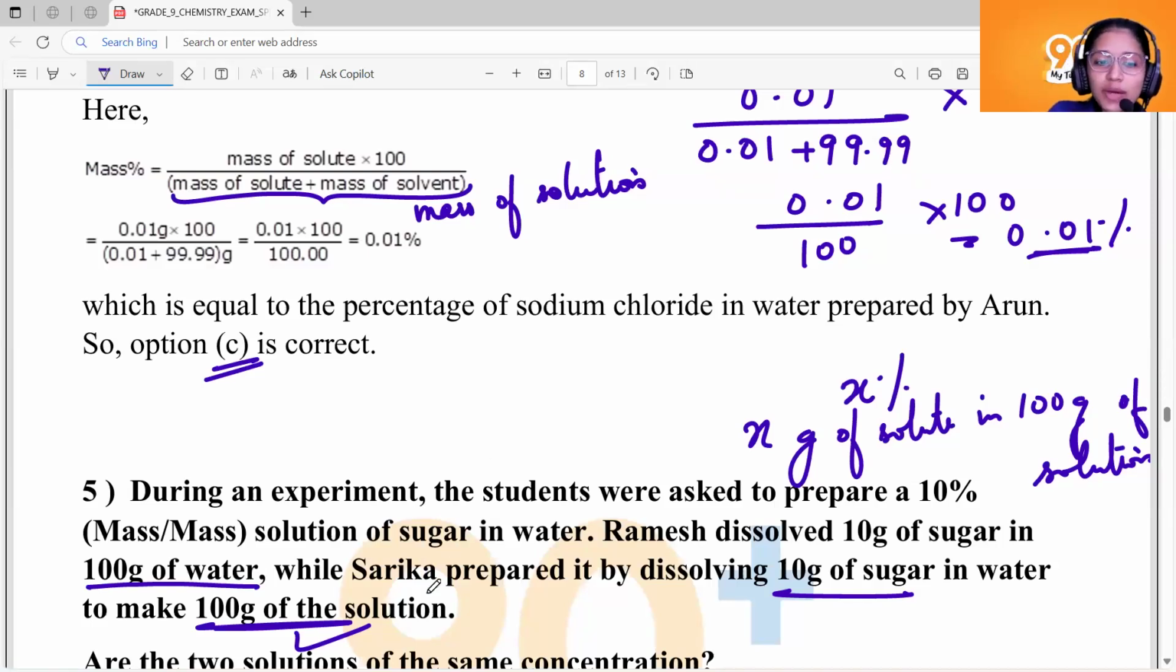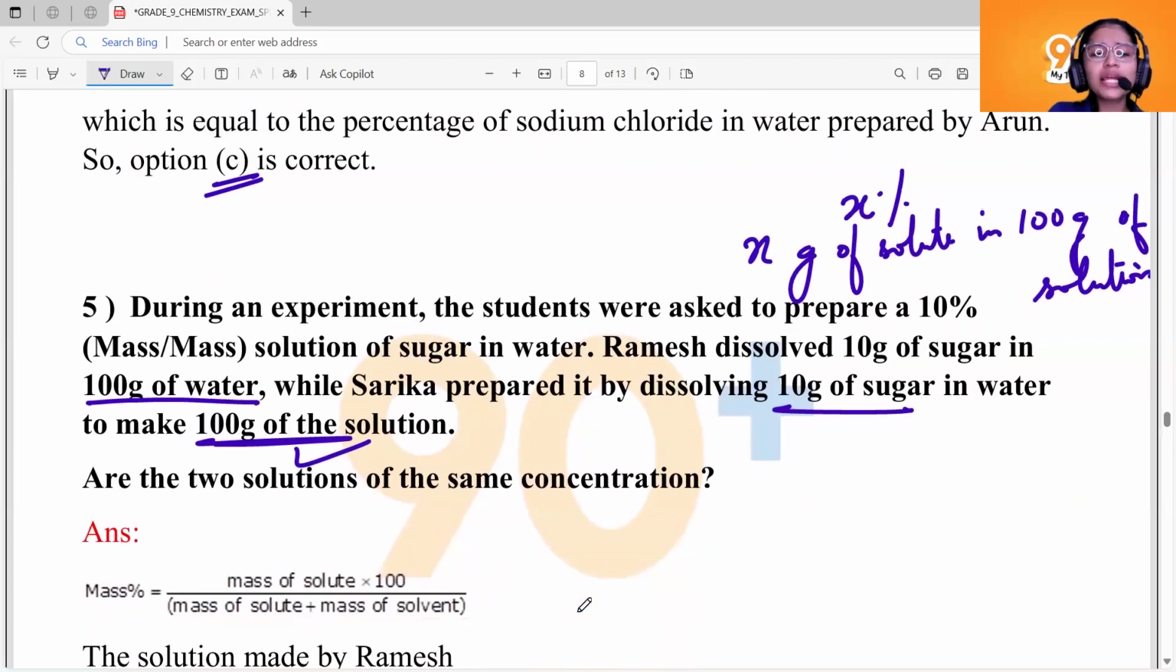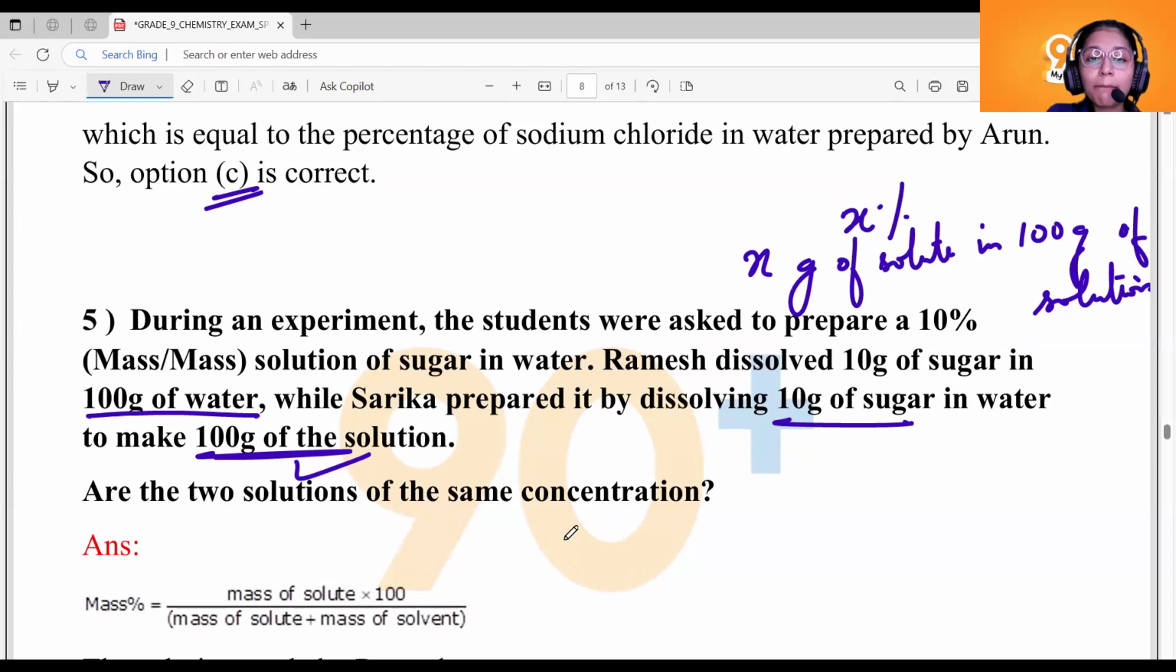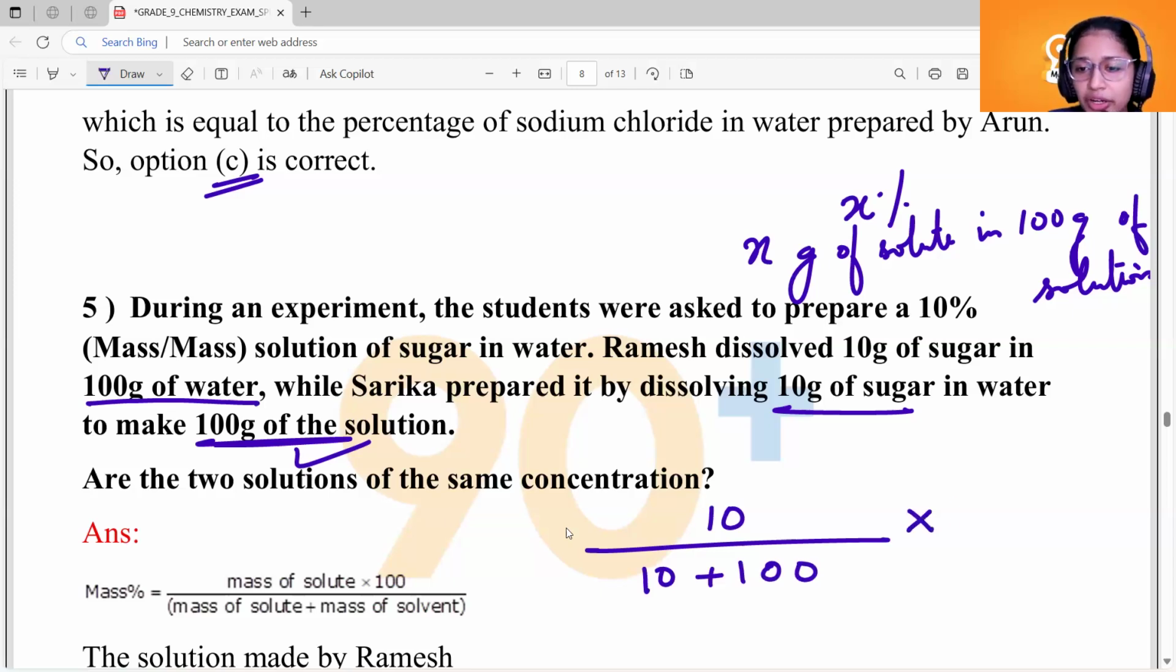I've done it. So what is the question? Are the two solutions of the same concentration? No, it's not. Sarika's solution is a 10% mass by mass solution, but Ramesh's is not going to be that way. Let's see what Ramesh's is. So the formula is mass percentage is equal to mass of solute divided by mass of solution into 100. Solution made by Ramesh. Okay, we'll do it side by side. He dissolved 10 gram of sugar in 100 gram of water. So mass of solution is going to be 10 plus 100.